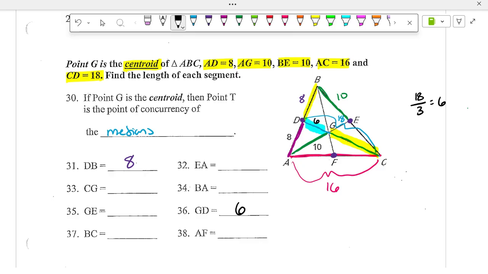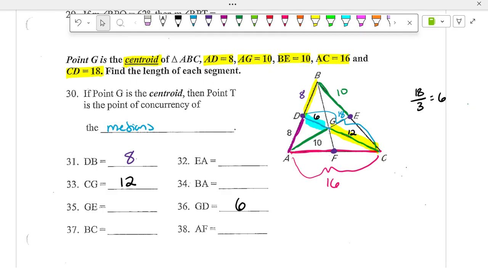Now, how does the small connect to the large? The small is what to the large? So the large is twice the small. So that means, what would be the length of the large? 12. 6 times 2. Now, is it true that 6 plus 12 equals 18? Yes. So we did it correctly. That's how you go about these. Does that make sense? All right.